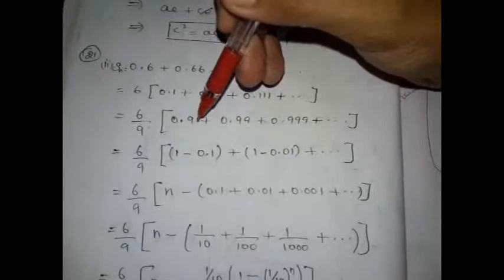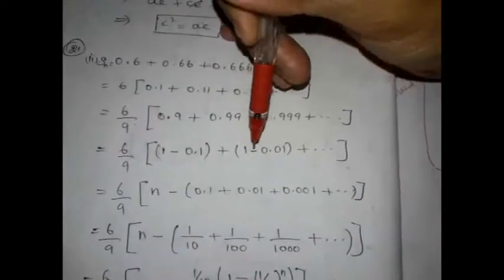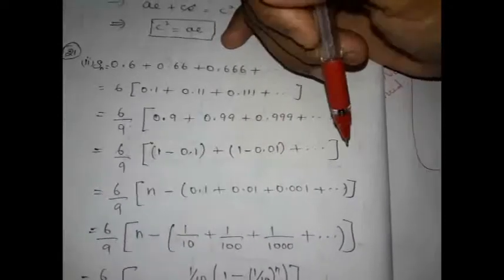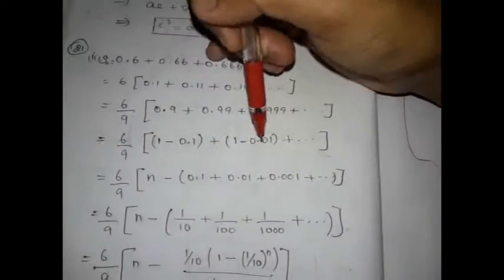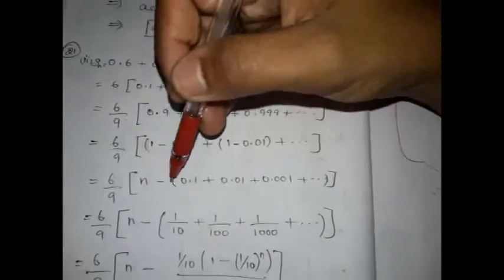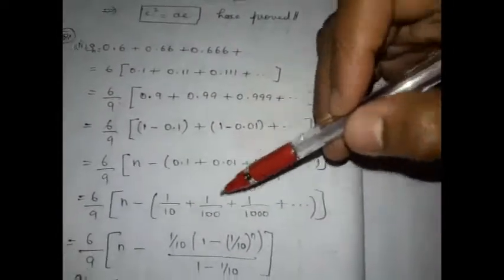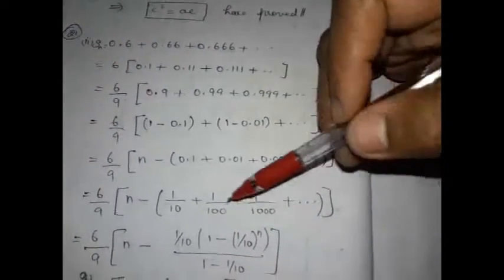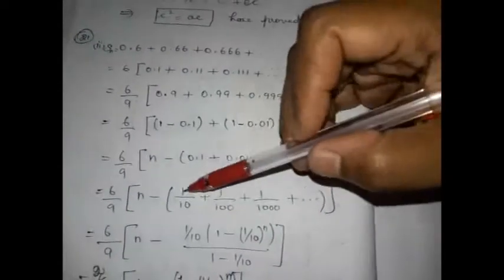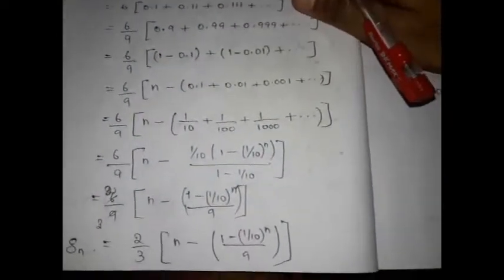Again you need to multiply and divide by 9. But now 0.9 can be written as 1 minus 0.1. This is 1 minus 0.01. Likewise it goes on. So when you split it into two series, one we will get is n, minus a series like this. This is nothing but 1 by 10, 1 by 100, 1 by 1000. So this is again a GP with first term 1 by 10. Common ratio is also 1 by 10. Right? So apply the Sn formula, you will arrive at your answer.